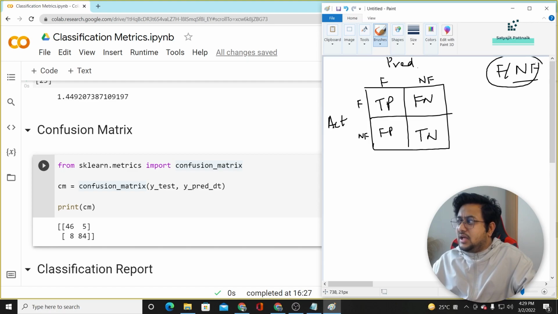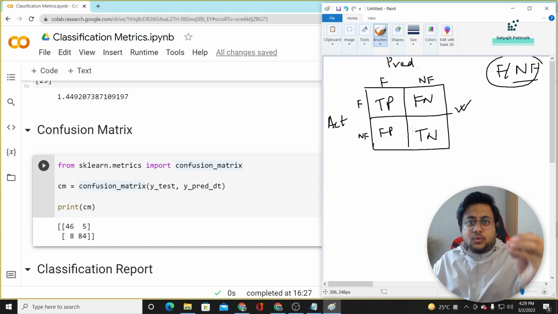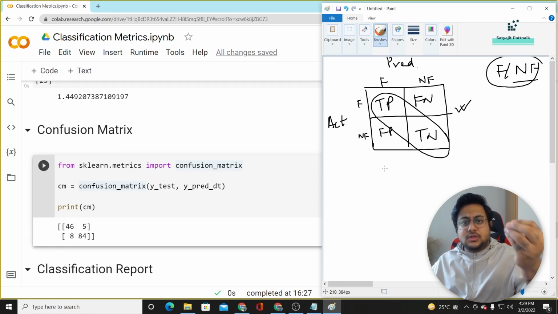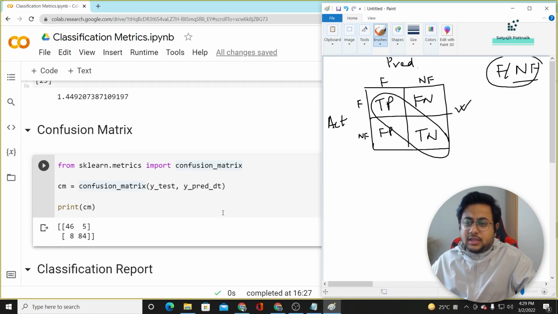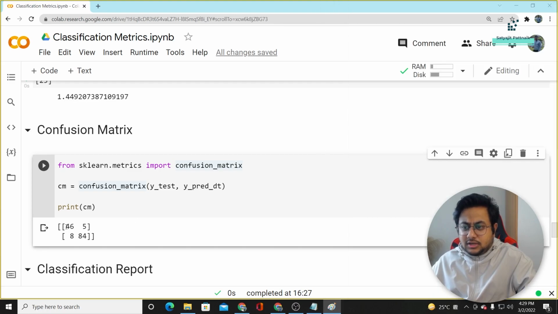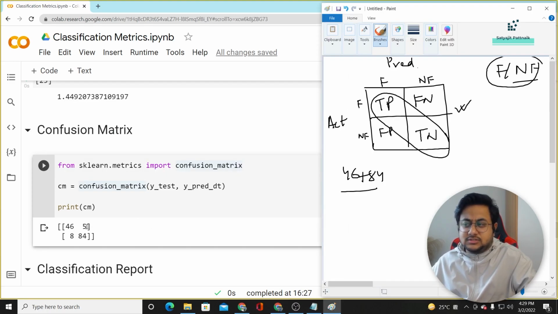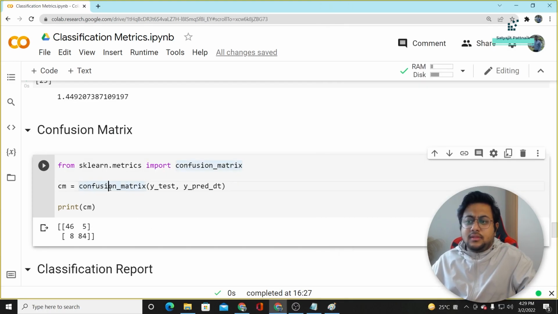Now this is the definition of the confusion matrix. If you want to find the accuracy from a confusion matrix, you just add these two divided by the total number of attributes. That becomes your accuracy. In this case, it will be 46 plus 84 divided by the total values, whatever it is. So this is how you interpret a confusion matrix.